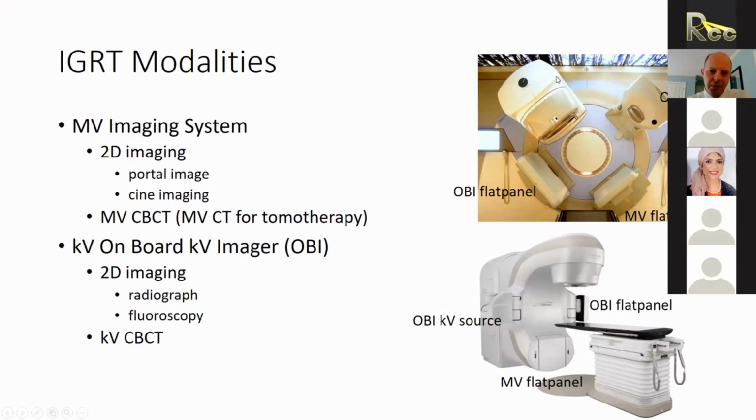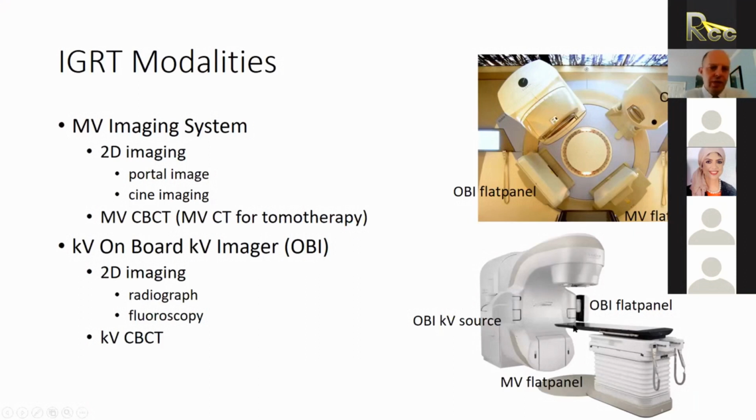And on the top one here, we have our gantry head, where our megavoltage therapy beam is generated. And we have a flat MV flat panel that's mounted, and orthogonal to that, we have a KV source and a KV flat panel, and similar with the LINAC down below here.